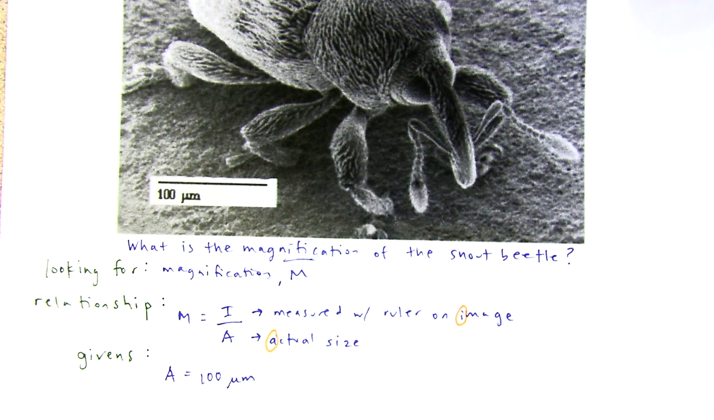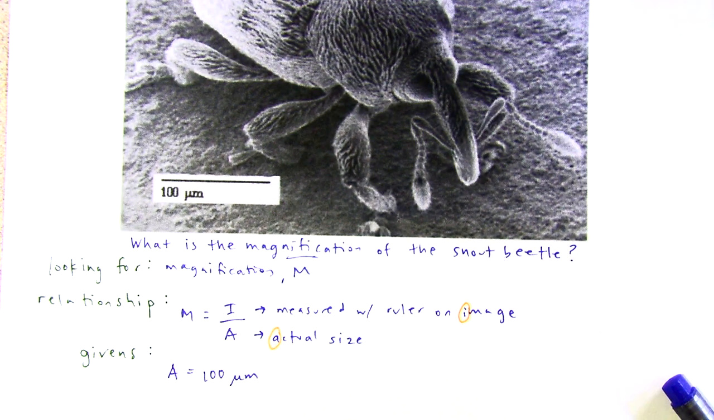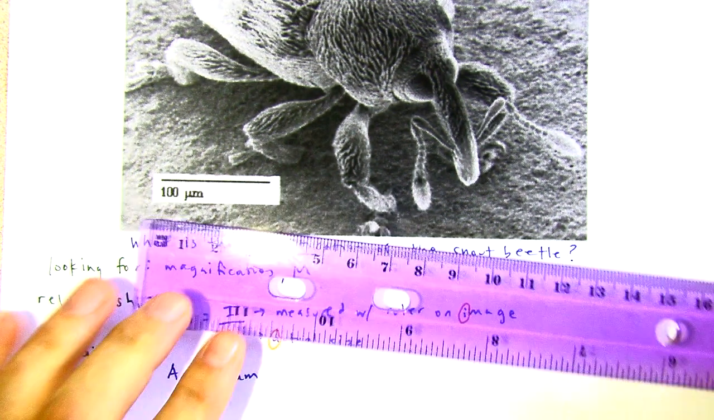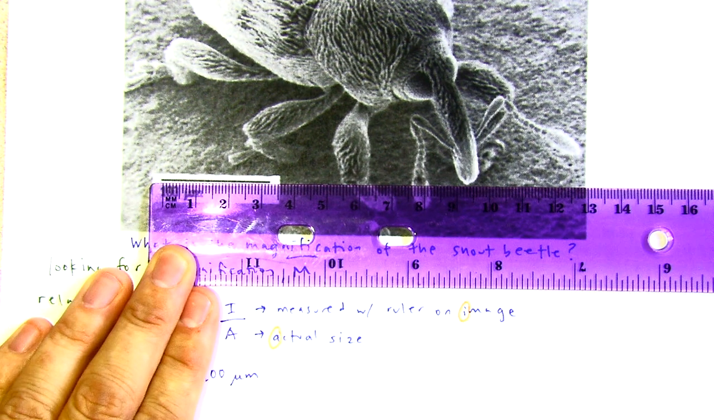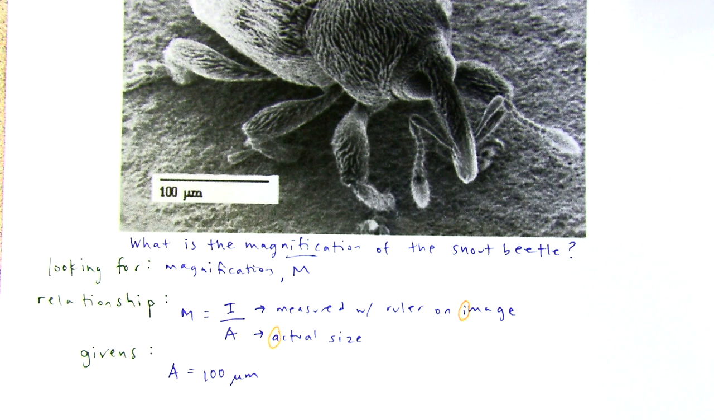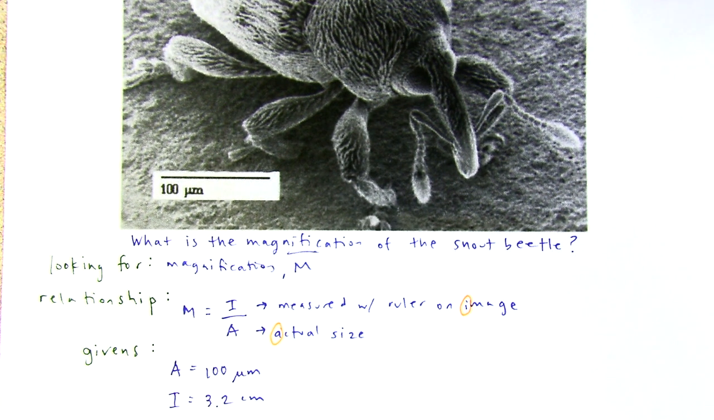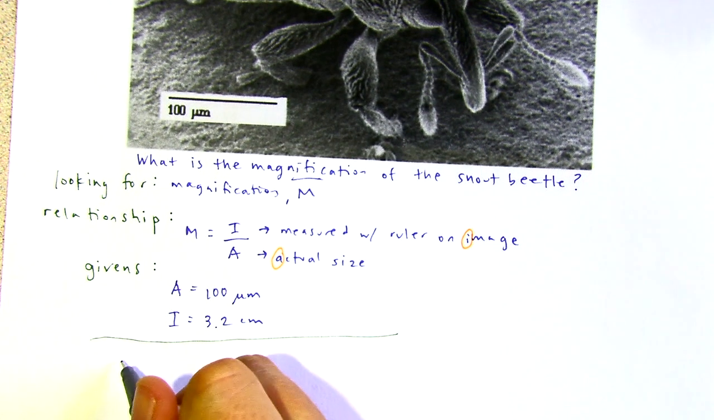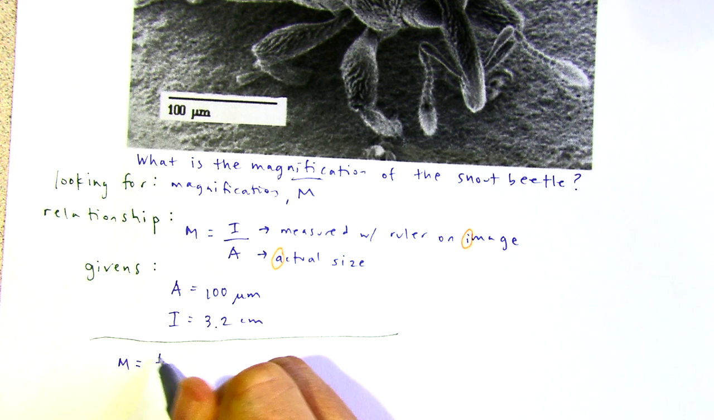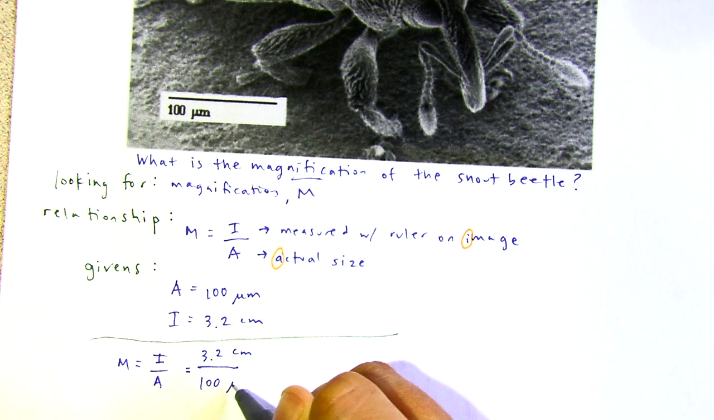And we might think that that's all we have, but it's not, because we get I by taking a real ruler and putting it down on the image. So I'm going to call that 3.2 centimeters. It's close enough anyway. So measured with the ruler, 3.2 centimeters. If we are just subbing in, let me do a line so I know where we started our calculations. M equals I over A equals 3.2 centimeters over 100 micrometers.